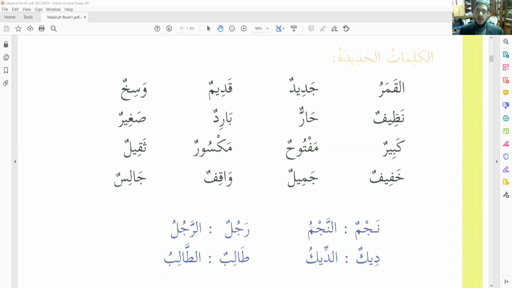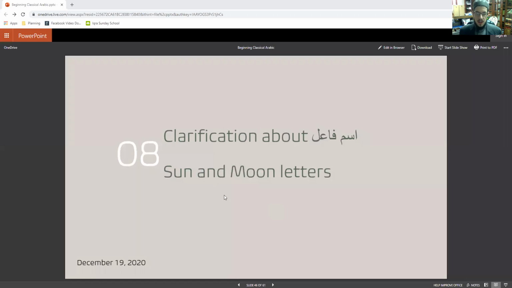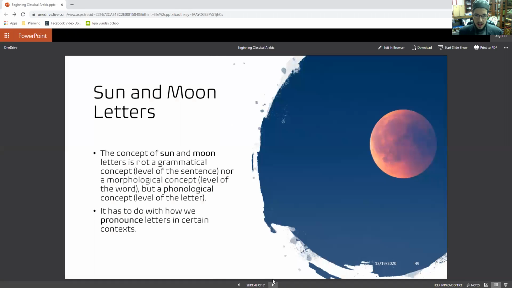Okay. There are certain letters in Arabic that we pronounce and certain that we do not pronounce in certain situations. And this situation is one of them, when we're adding alif and lam to the beginning of a word. I'm going to switch the share over to, we'll get back to ism fa'al in a minute. This is the concept of sun and moon letters. We'll get back to that.